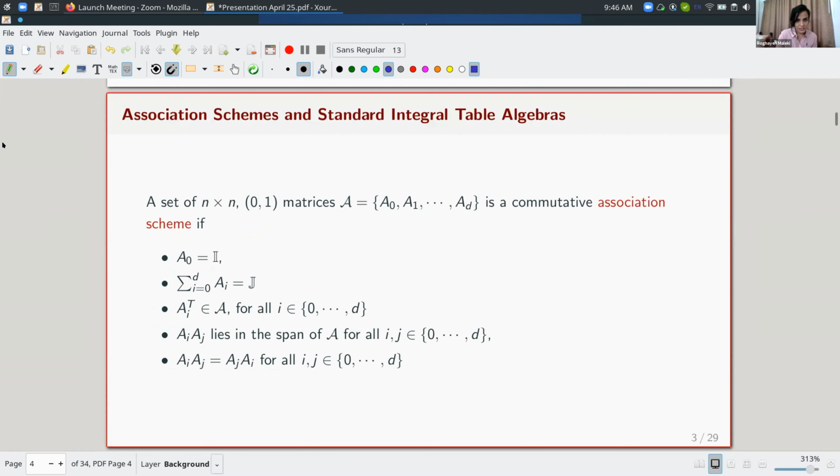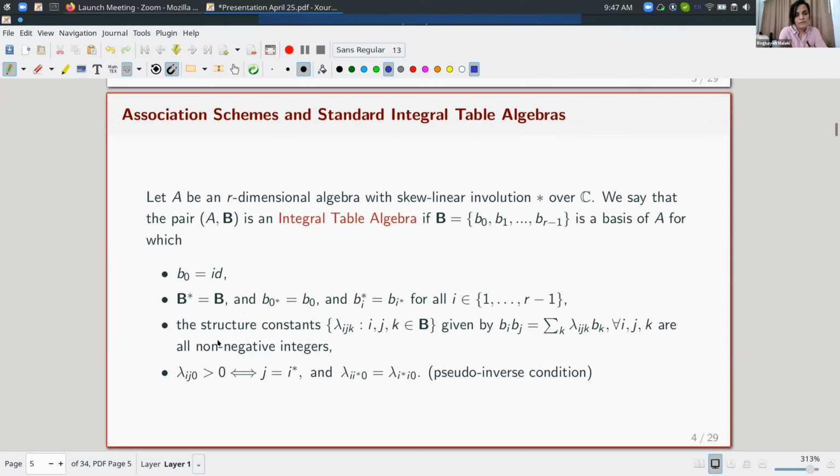Okay, some background information. First of all, the association scheme. We have a set of non-zero n by n 0,1 matrices, A0 up to AD, that satisfy the following properties. First of all, the identity matrix is inside and they all sum to the all-ones matrix. It is transpose closed, and the product of two elements lies in the span of the set A. Also, because it is commutative, the multiplication AiAj equals AjAi for all indices i, j in the set 0 to D.